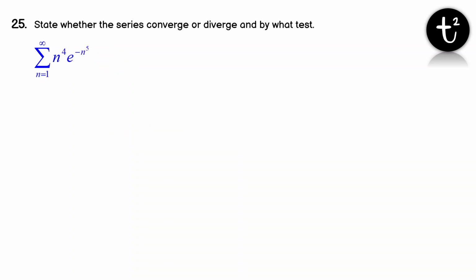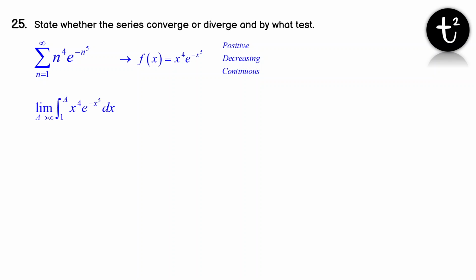Number 25, we have the sum of n to the power 4 times e to the -n to the power 5. All right, so for this problem, I'm going to use the integral test, and I'm going to start by just expressing the sequence a sub n as a function f of x. So f of x here will be x to the power 4 times e to the -x to the power 5. I'm going to check that my three conditions hold, that it is positive, decreasing, and continuous, which in fact it is. You can tell that really quickly by graphing.